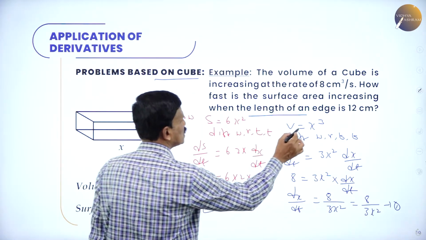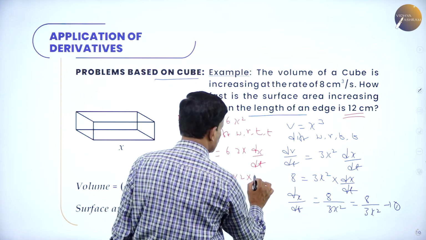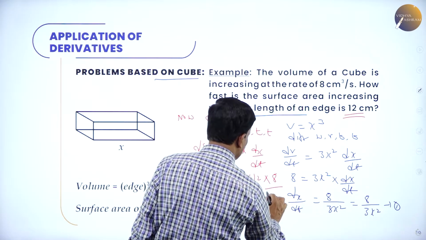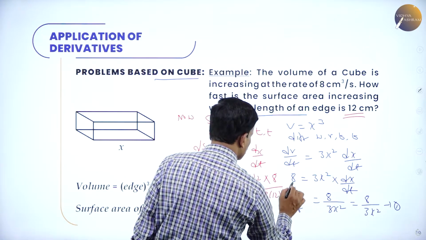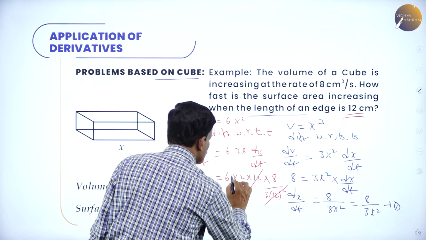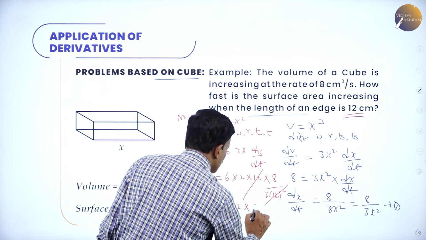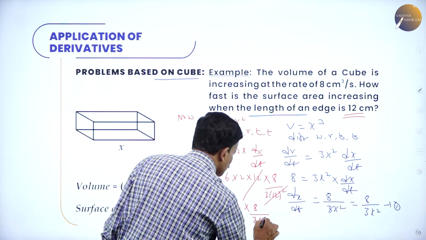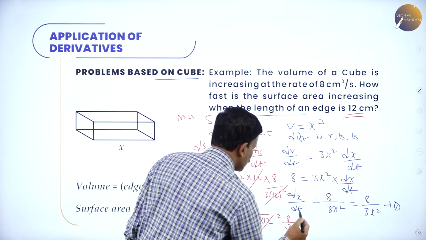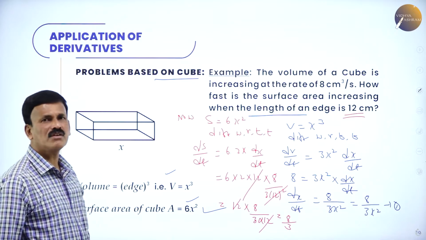What is x? x is equal to 12 centimeters, into dx by dt, which is nothing but 8 divided by 3 times x square. So 12 and 12 get cancelled. What you will get here? 6 into 2 is 12, into 8 divided by 3 into 12. Again 12 gets cancelled. This is equal to 8 by 3. 8 by 3 is the required answer for this problem.